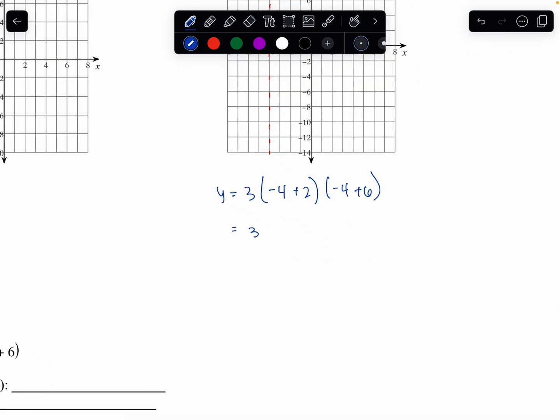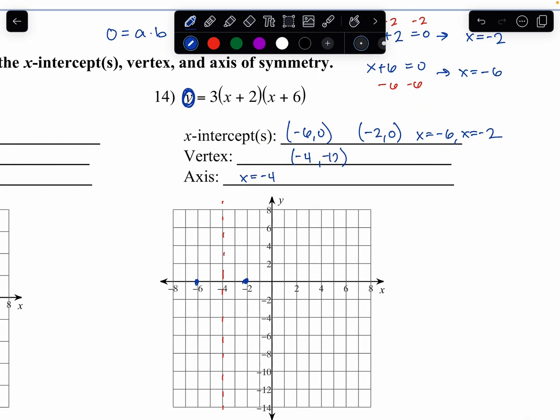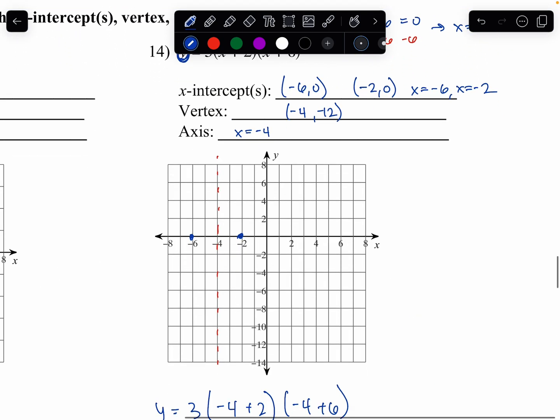So inside the parentheses come first. -4 plus 2 is -2. -4 plus 6 is +2. Then you just multiply these three numbers together. So 3 times -2 times 2, and that's going to become -12. And that's going to be the y value of your vertex, -12. So -4, -12, that's where our vertex is.